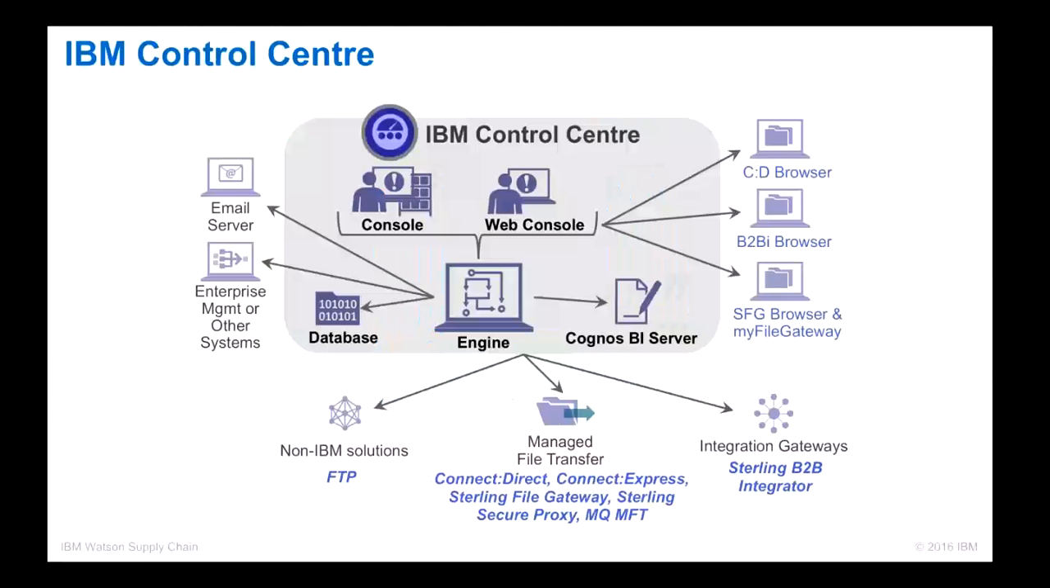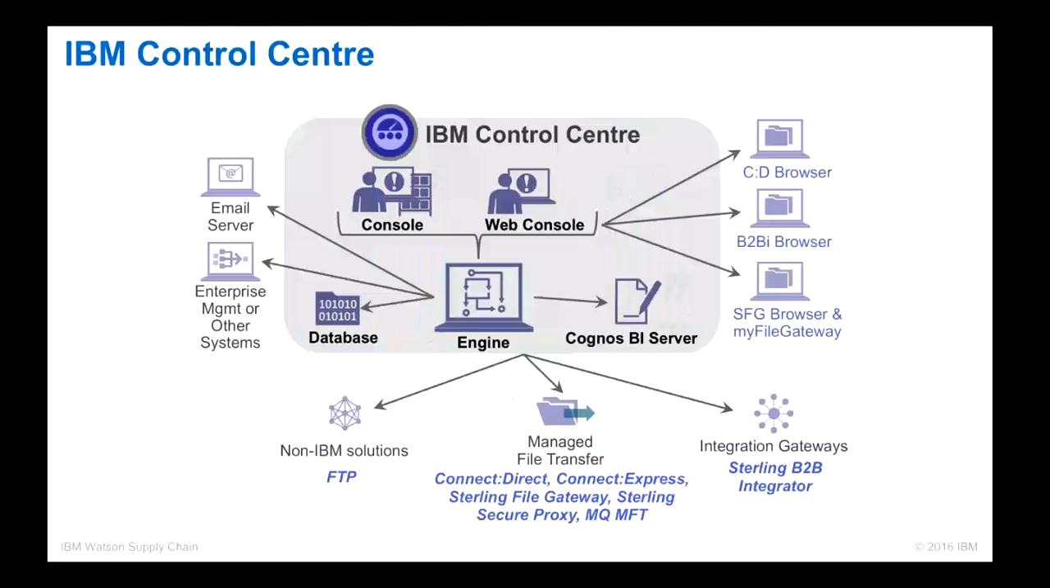From there, you can go straight into the browser-based consoles for a number of the Sterling solutions, so Connect Direct, B2B Integrator, Sterling File Gateway, but equally, you can also interact with other third-party systems, so email servers for sending email alerts, or perhaps using SNMP traps to feed information out to enterprise management systems or other systems.